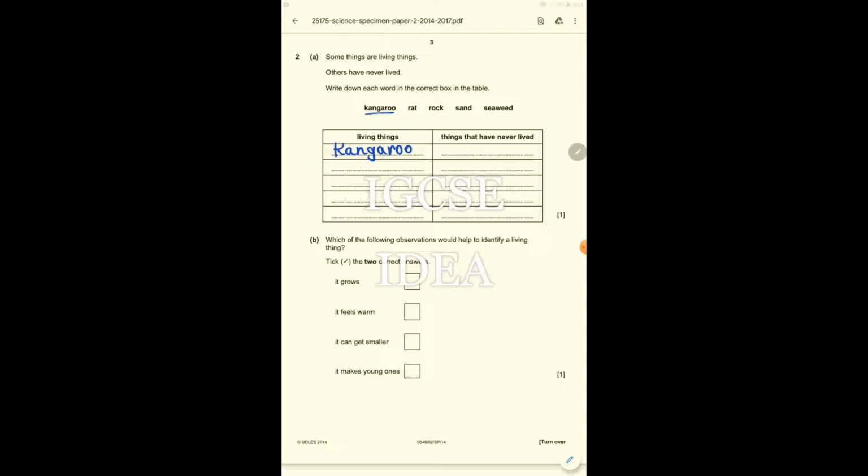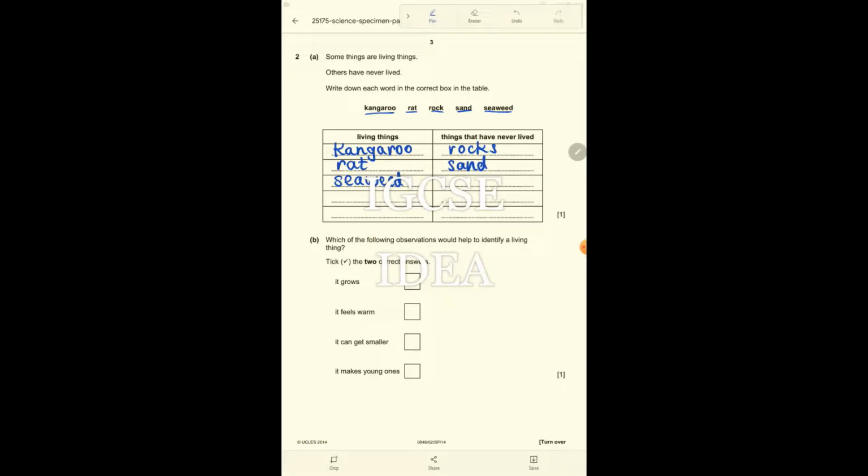Then we have a rat. Yes, rats are also living things. Then we have rock. No, rocks are not a living thing. We also have sand, which is also not a living thing. And last, we have seaweed. Yes, seaweed is a plant. It's a living thing.